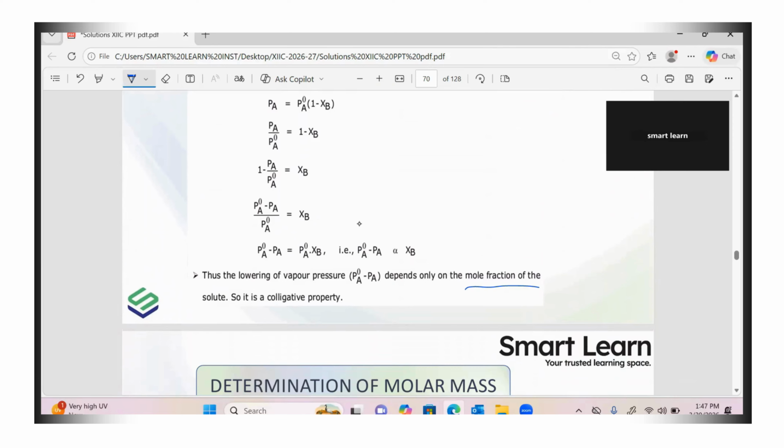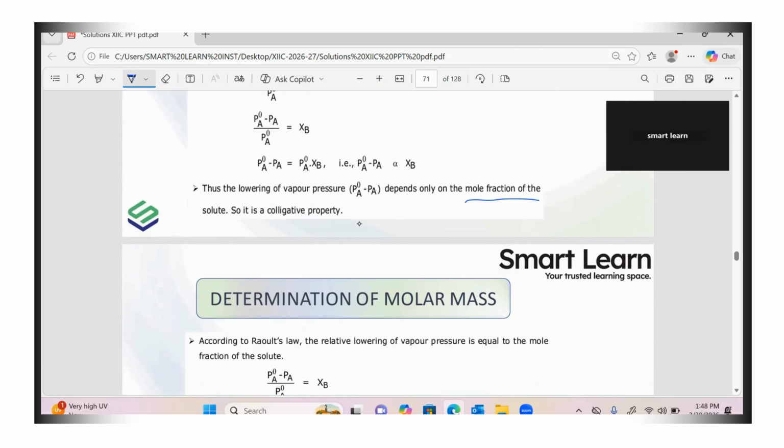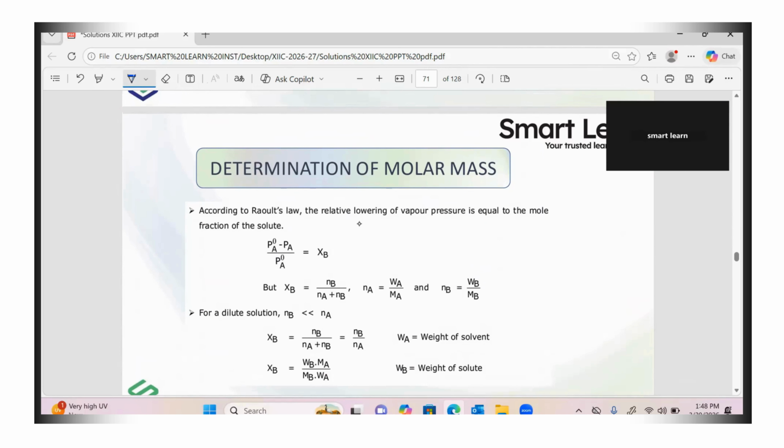P naught is the vapor pressure of the pure solvent, P is the vapor pressure of the solution, and chi is the mole fraction of solute. This shows that lowering of vapor pressure depends only on the number of solute particles. Next one, determination of molar mass. Using this relationship, we can determine the molar mass of the solute by substituting the mole fraction in terms of moles.